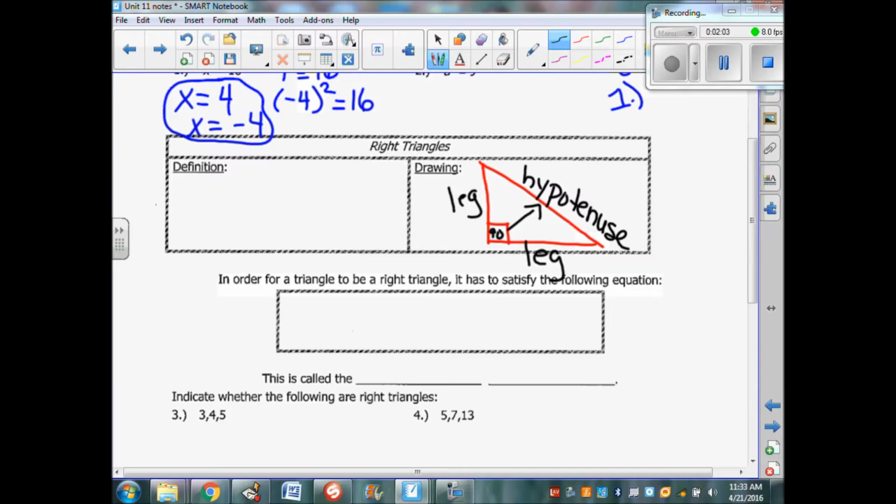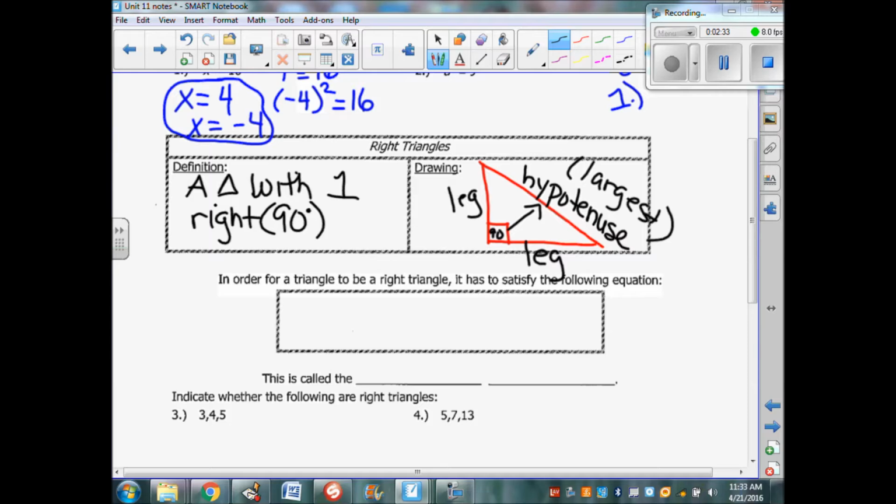The interesting piece about the hypotenuse is that it's always across from the right angle, and it's the largest side of the triangle. So by definition, a right triangle is a triangle with one right angle, and we'll put in parentheses 90 degrees, to remind you. That's my little symbol for angle. I think we talked about that a few chapters ago.